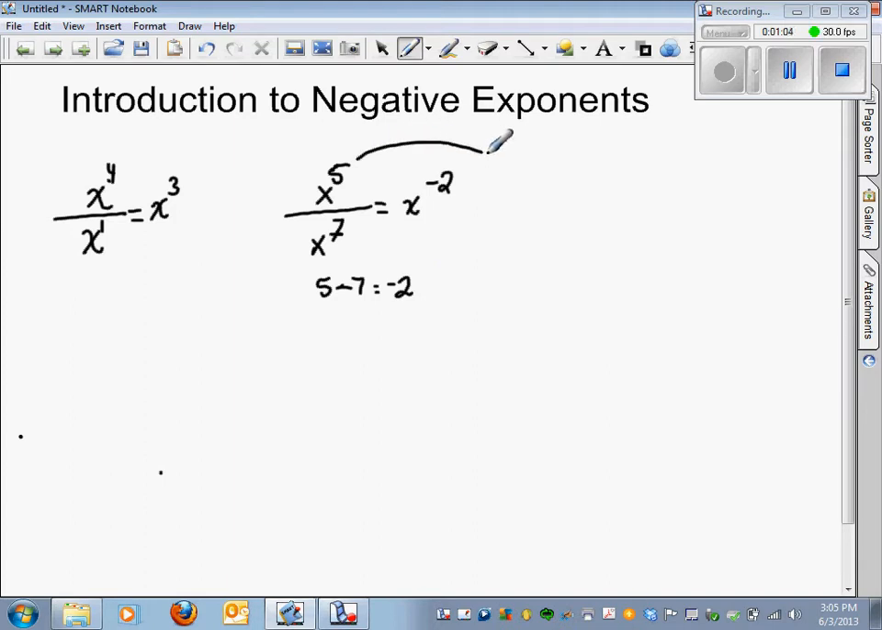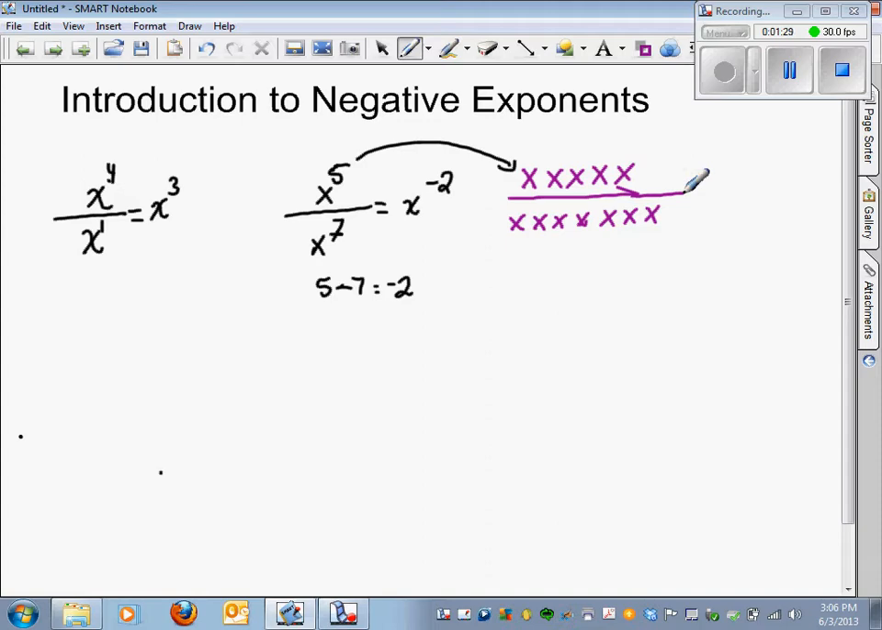Well, another way to look at this is to go back to the idea of expanding. Let's take a close look at what we really have. Well, we have x to the fifth, so that's 1, 2, 3, 4, 5 x's in the numerator, and we have 7 x's in the denominator, x to the 7th. So 1, 2, 3, 4, 5, 6, 7.